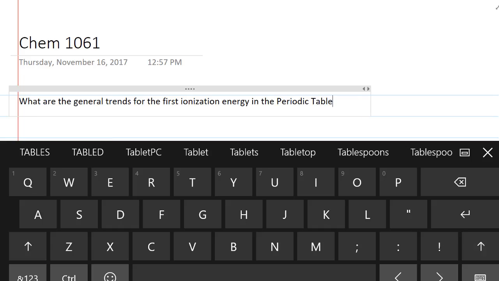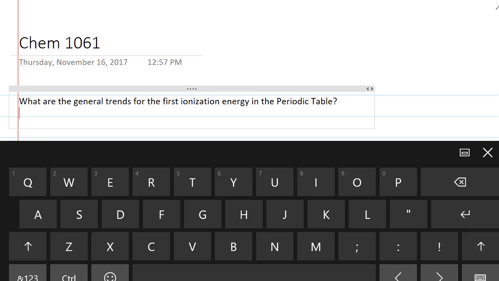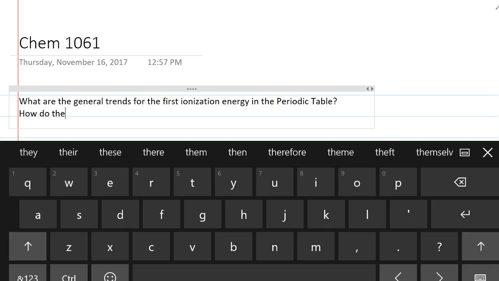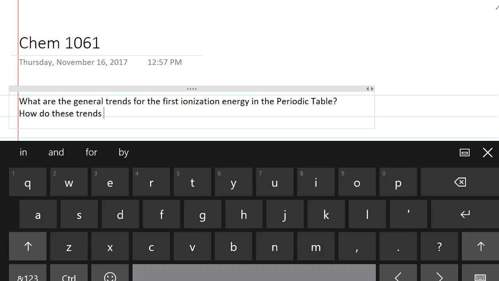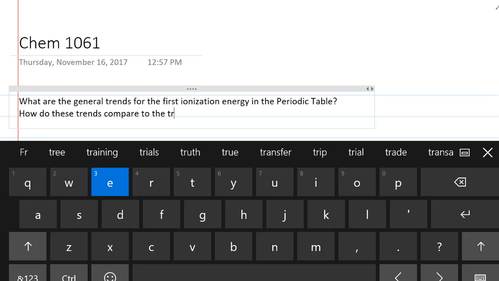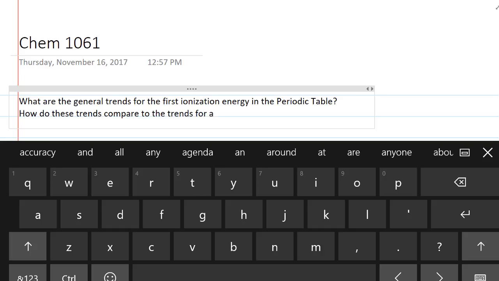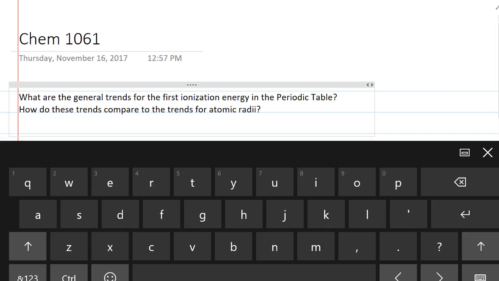Second question would be, how do these trends compare to the trends for atomic radii? That would be question number 2.